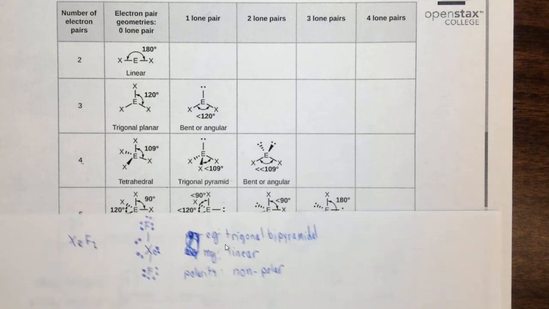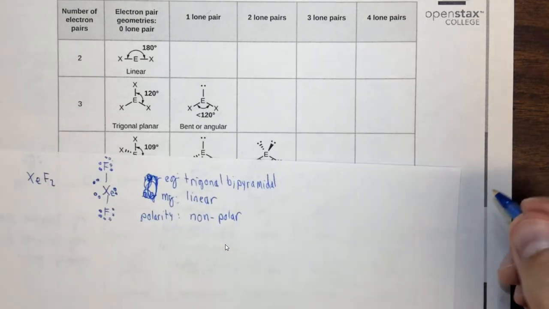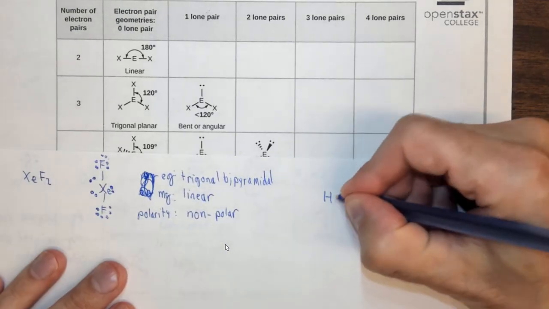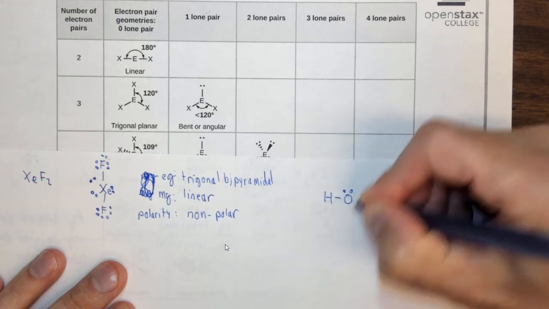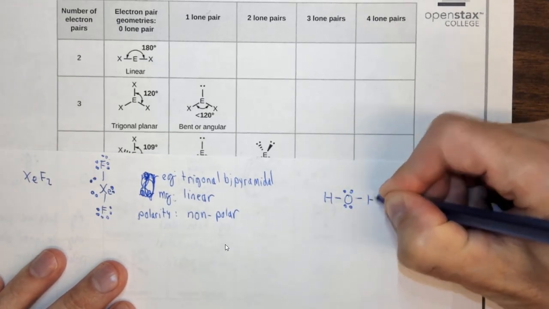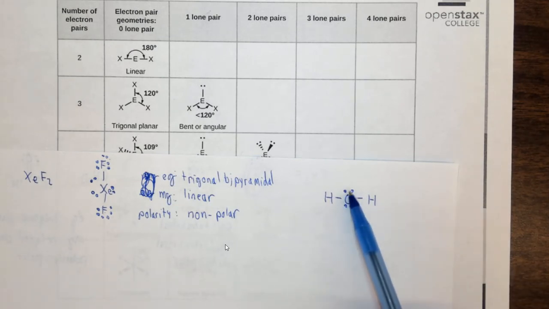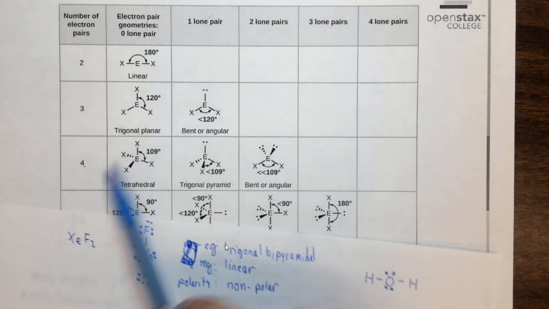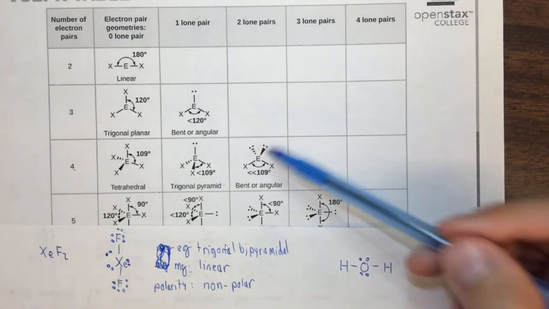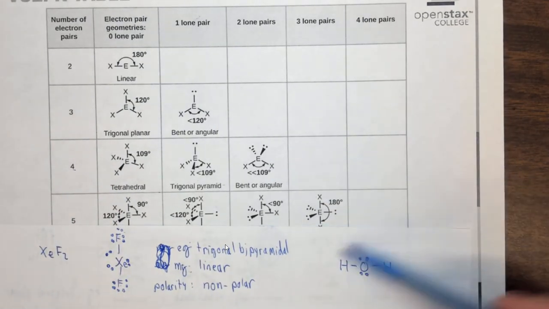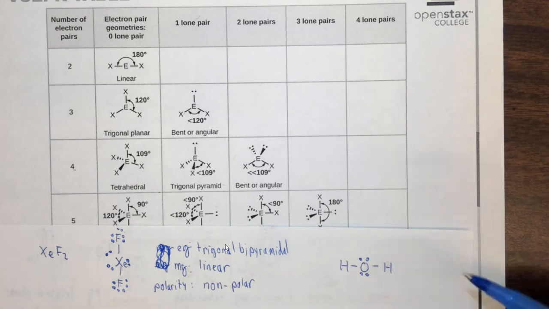One last thing that I briefly want to show you. A lot of times you'll see water, for example, written like this. And you might be tempted to say that water is a linear molecule, which of course is not correct. So you need to count the domains, 1, 2, 3, 4, 4 domains, 2 lone pairs. Water is a bent molecule. Water is not a linear molecule.